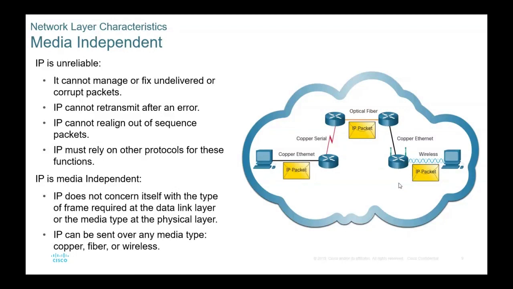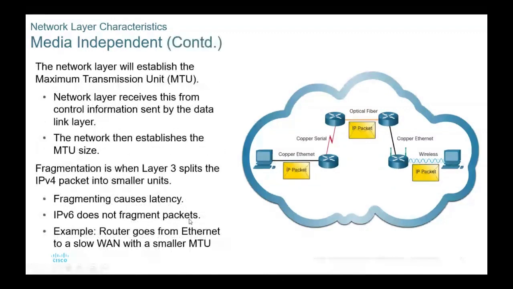IP is media independent, does not concern itself with the type of frames required at the data link layer or the media type at the physical layer. It can just send it over any media. It doesn't matter if it's copper, fiber, or wireless. Each layer has its own job.